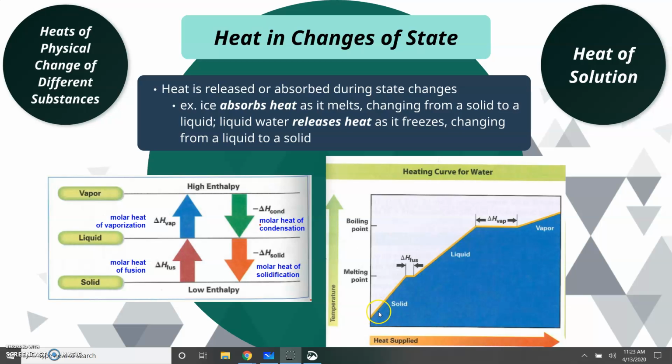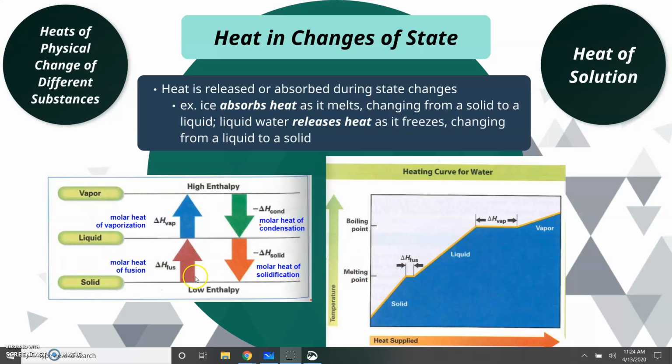As we're heating up that ice, the more heat, the more the temperature is going to rise until you hit the melting point. So for water, this is 0 degrees Celsius. At the melting point, instead of that heat increasing the temperature of the substance, it's going to go towards a state change, going from the more ordered solid into the less ordered liquid. So we can see that there's a change in enthalpy here.